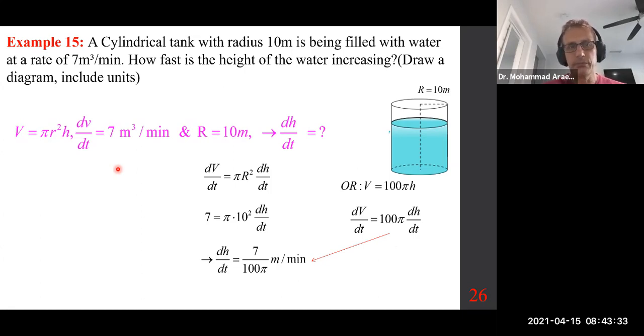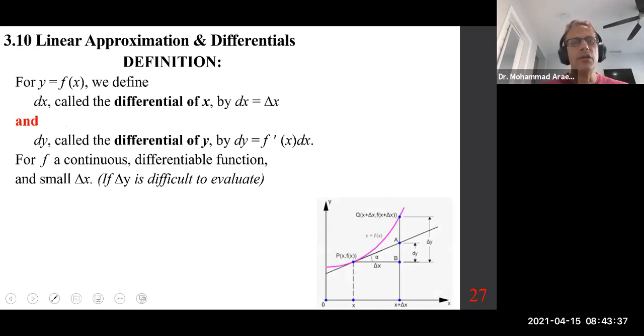Here's the next one. The idea of differentials: we want to make sure that we distinguish between a differential and delta y. Delta y is the change along the y for the curve. dy is the change along the y-axis for the tangent line. Therefore, let's call this point C. So delta y is equal to BC, whereas dy equals AB. And as you can see, AB and BC obviously are not the same.